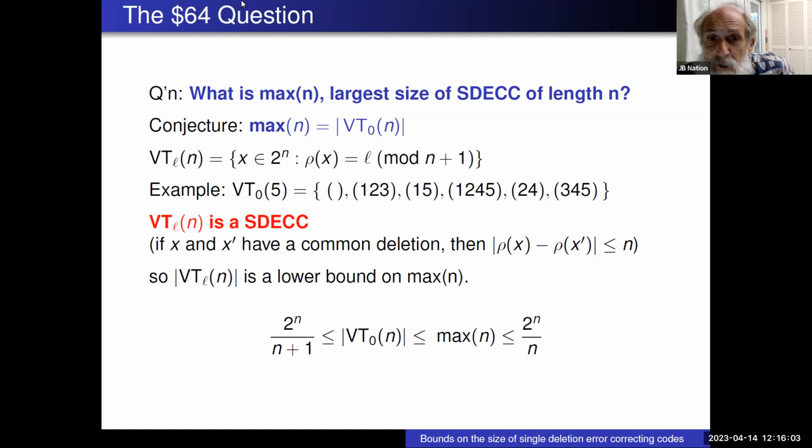And the observation, again from when I graduated high school, is that these are all single deletion error correcting codes. And the reason is simple. If you take two words, x and x prime, then rho of x minus rho of x prime is at most n, and it can be pretty much anything from 0 to n. So if the distance between the rho values is n plus 1, they don't have a common deletion. I'm using the word distance, but really it's just a function value.